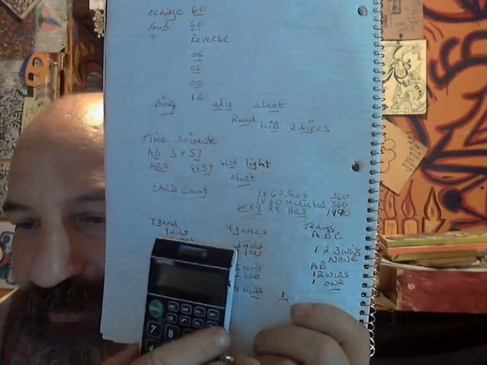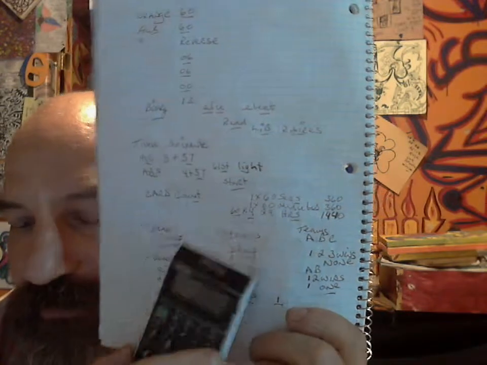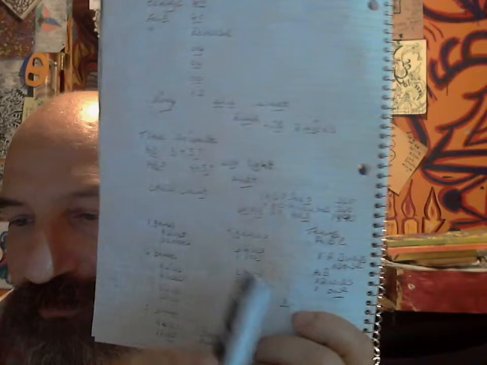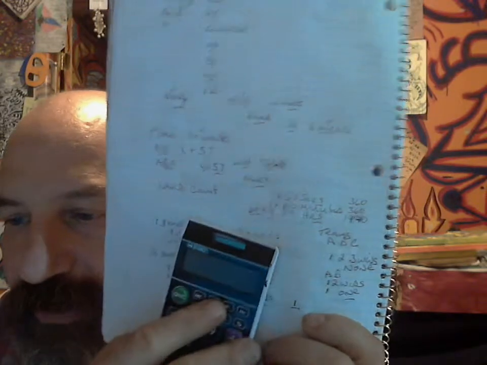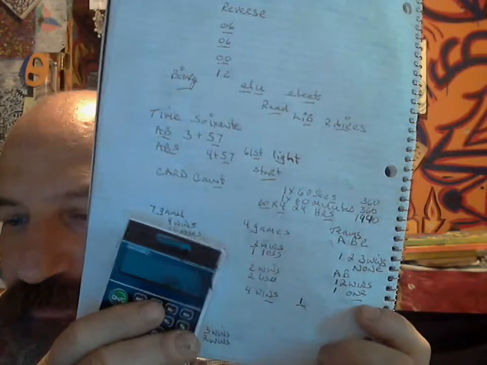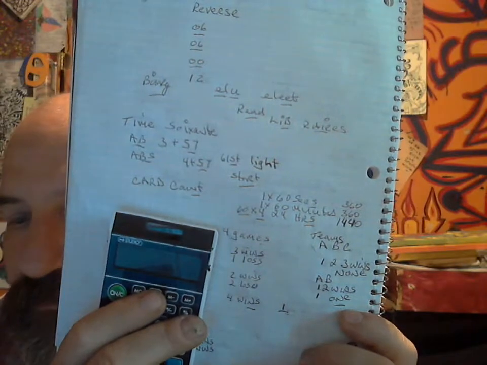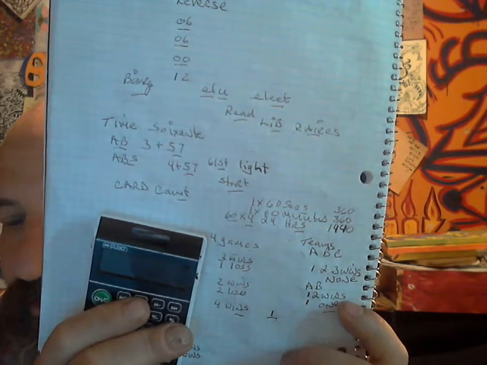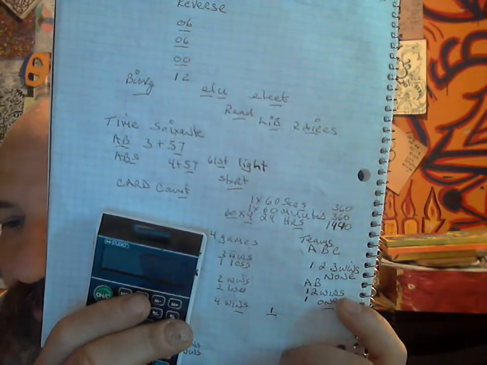Here you got 7 and 5. Here's your 7 and 5. Again, back with Mars. Earth and Mars. Now you want to go down to 3 games. In 3 games, you have 2 and 1, and you have 3 and 0.